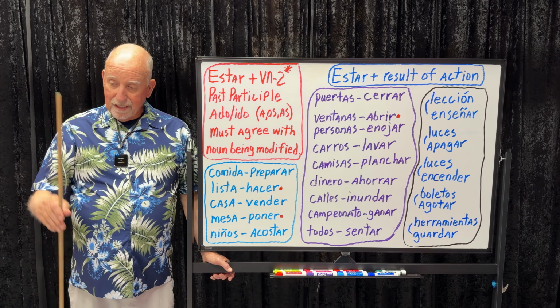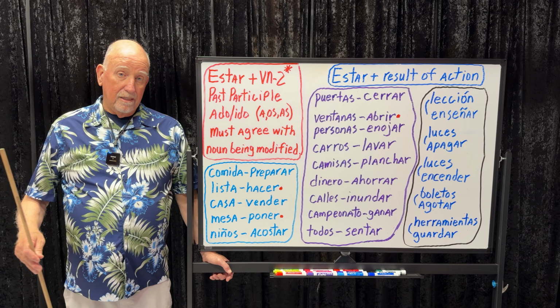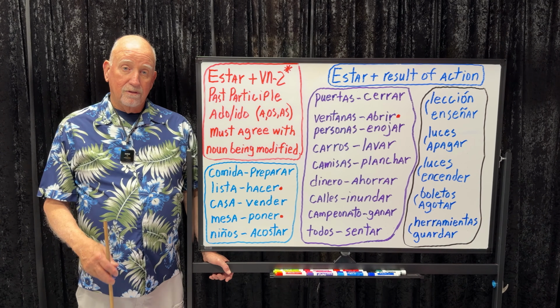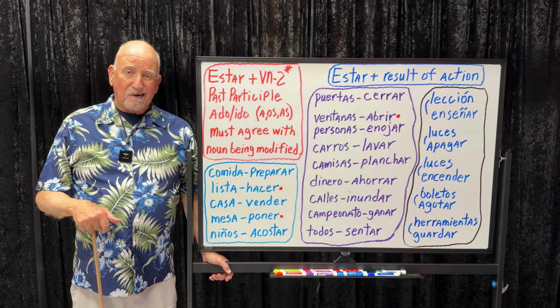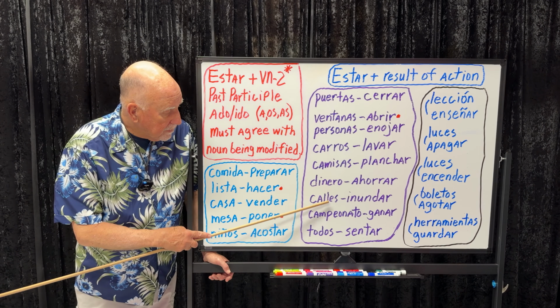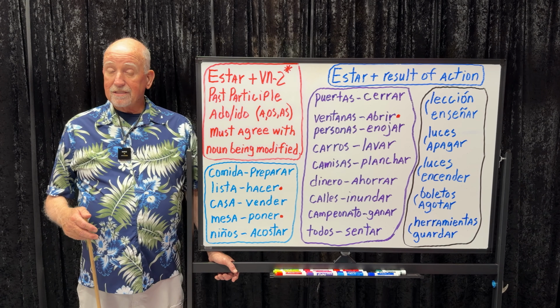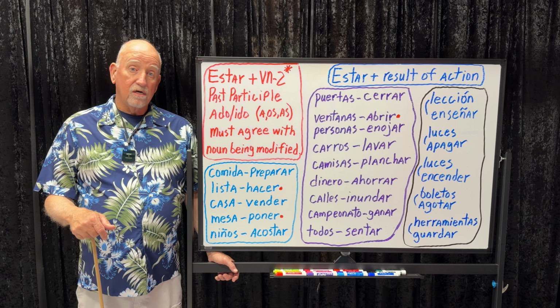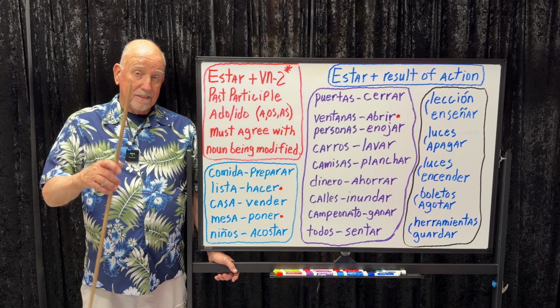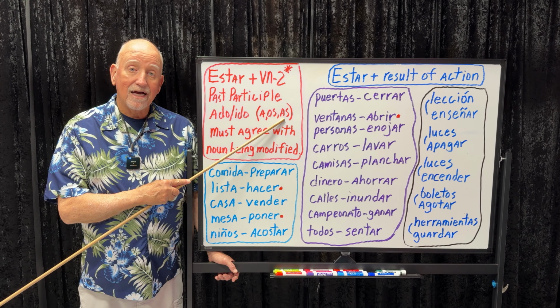The money is saved. Don't worry about it. The money is saved. I saved the money over 6 months. The money is saved. El dinero está ahorrado. Roll those R's. Rrr. El dinero está ahorrado. Calles inundar. The streets are flooded. It rained. That's the action. The result, the streets are flooded. Las calles están inundadas.